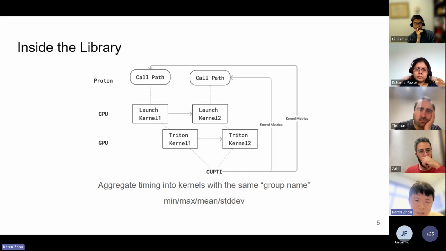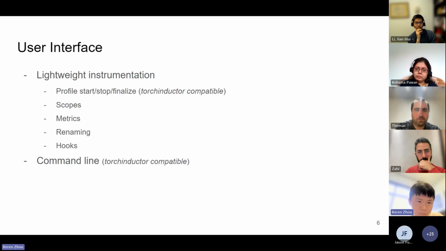It can correlate the external ID with kernel metrics, so that after we gather enough kernel metrics, we're going to flush them from the device to the CPU. Then we're going to correlate the call path we collected with the metrics we collected. When aggregating those metrics like timing, we're using grouping functions like min, max, mean, and standard deviation, and group them into call paths with the same name.